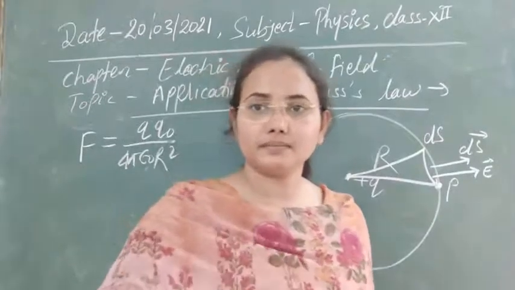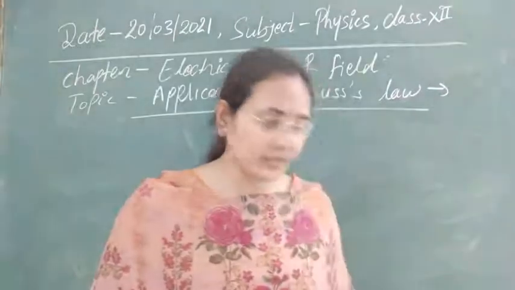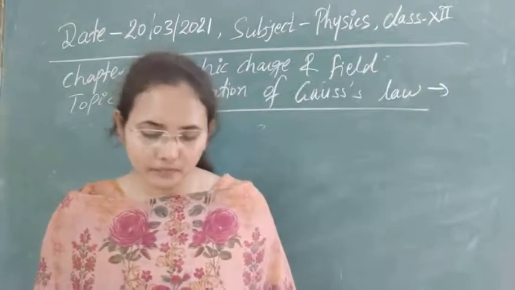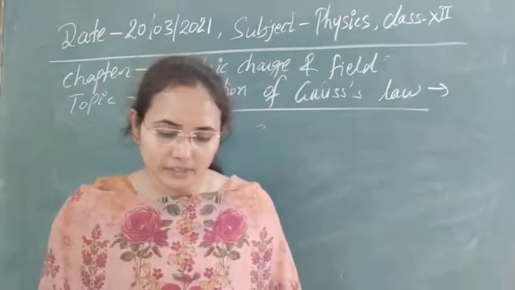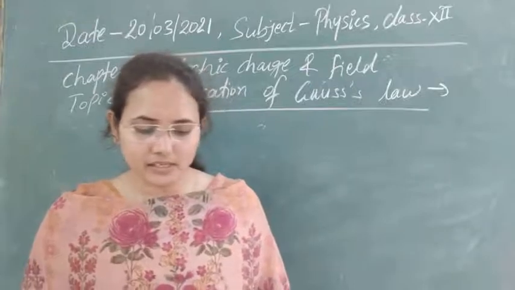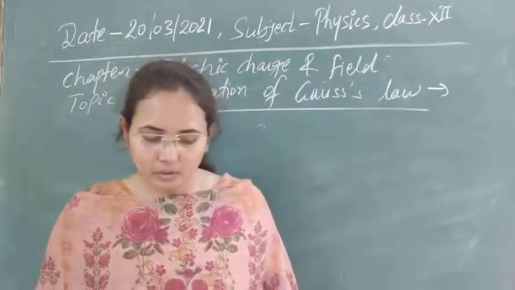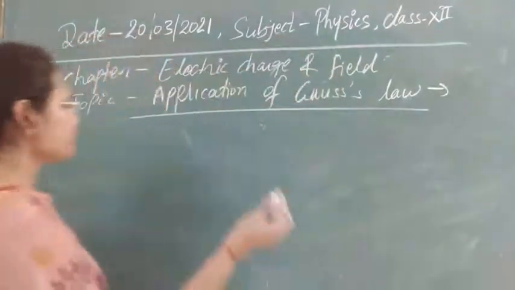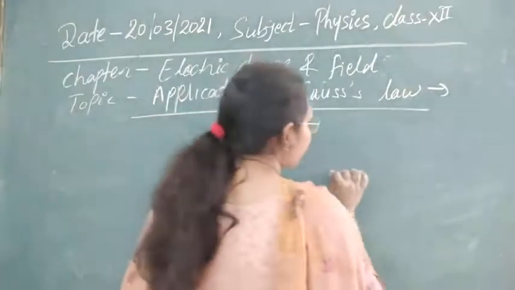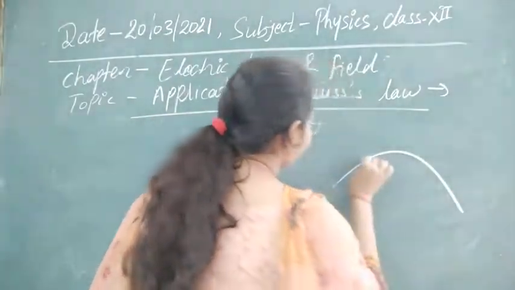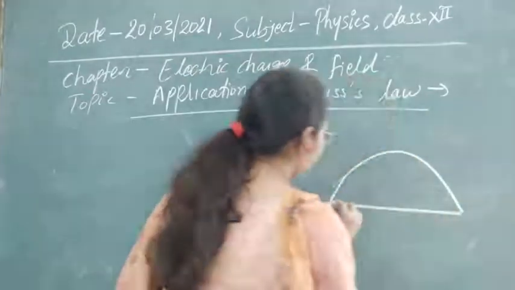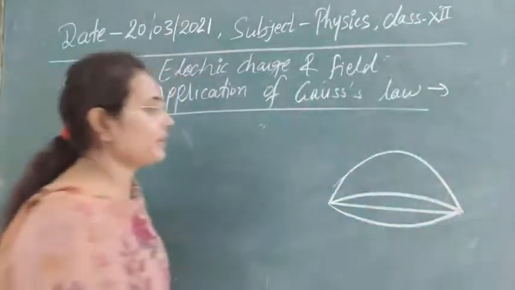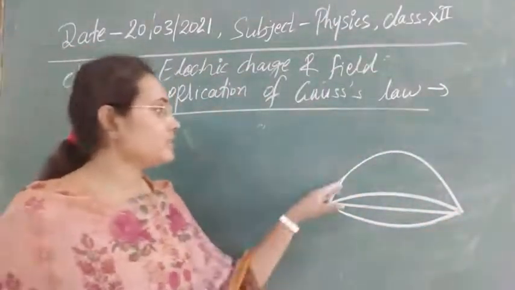For the electric flux, one question we have: a hemispherical body is placed in a uniform electric field E. What is the flux associated with the curved surface if the field is first parallel to the base, second perpendicular to the base? So the question is that a hemisphere is given. This is the hemispherical base that is given. In this hemisphere, this is the circular section, and this is its curved section.